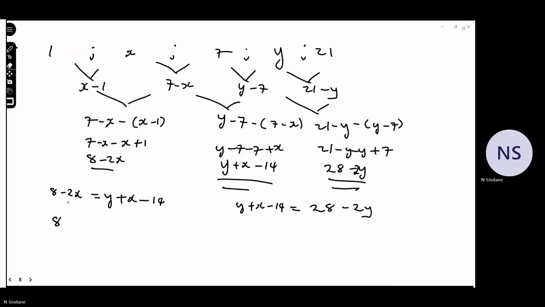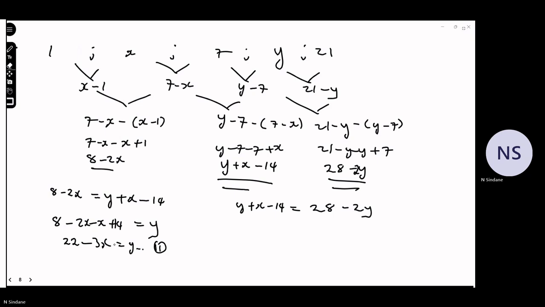And then, rearranging here, I'm going to have 8 minus 2x minus x plus 14 equal to y. And then this will be 6. Can you see? 8 minus 2 is 6. 6 plus 14 is 22. Is it 22? Wait, let's see. Oh, this is x. This is 22 minus 3x is equal to y. Equation 1.